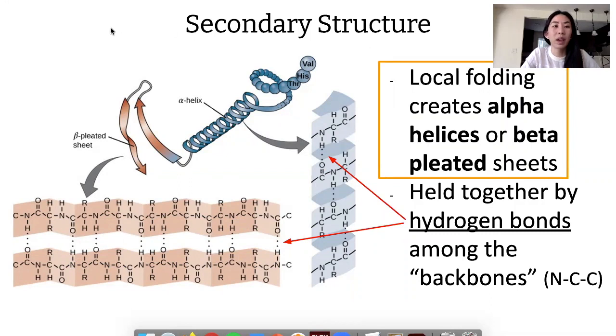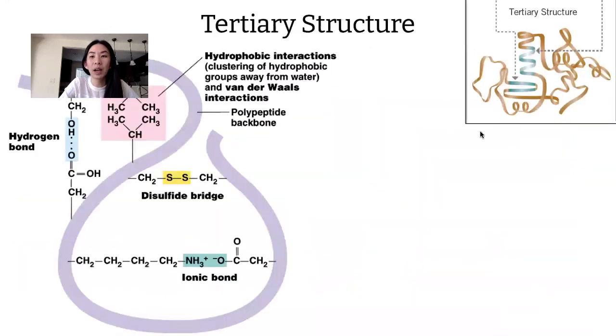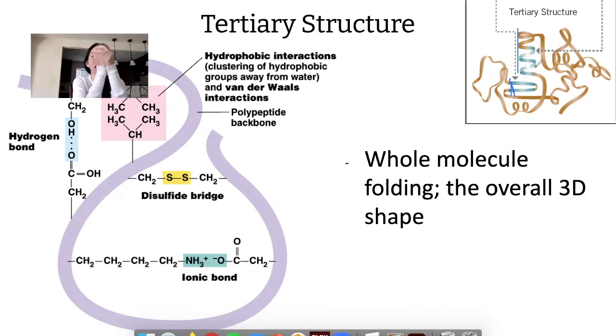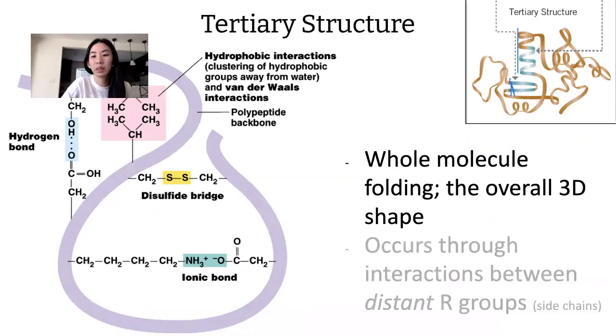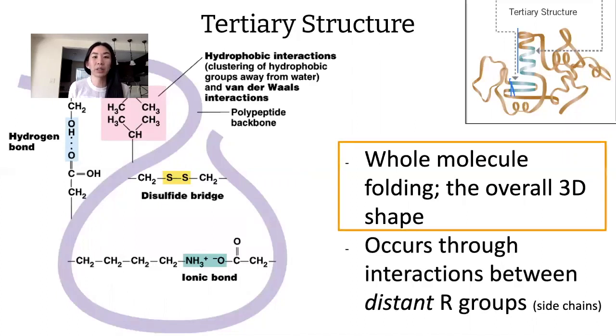And the reason why I said highlight local folding is because for tertiary structure, the next one up, level 3, is whole molecule folding. And it's the overall 3D shape. So if you look at this diagram right here, you can see there's alpha helices, and then there's also beta pleated sheets. So they tried to highlight in blue. But the whole molecule folding is like the entire thing coming together, the 3D shape. It occurs through interactions between distant R groups or side chains.